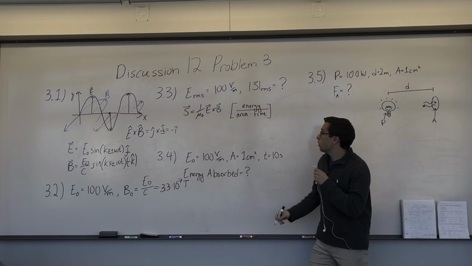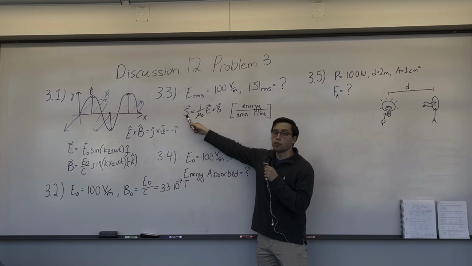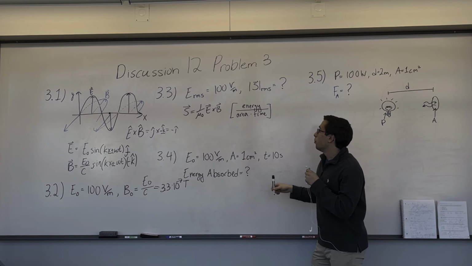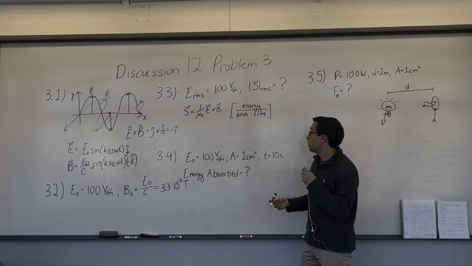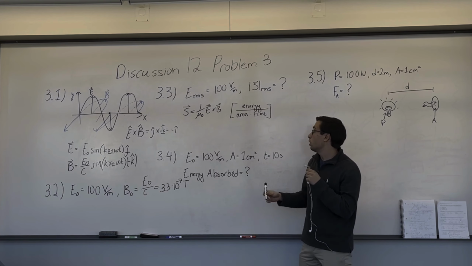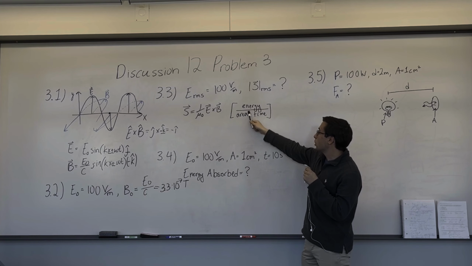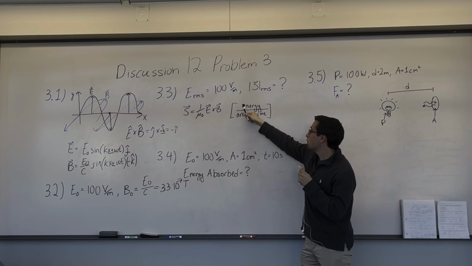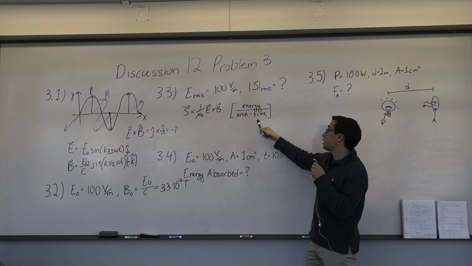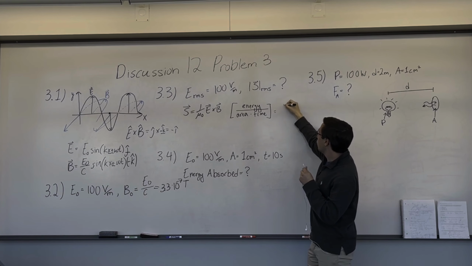So this quantity here, it's a vector. It tells us where energy is flowing in our electromagnetic wave. How much energy is flowing through an area in a given amount of time. And this is none other than intensity. You can also think of this as power per area.